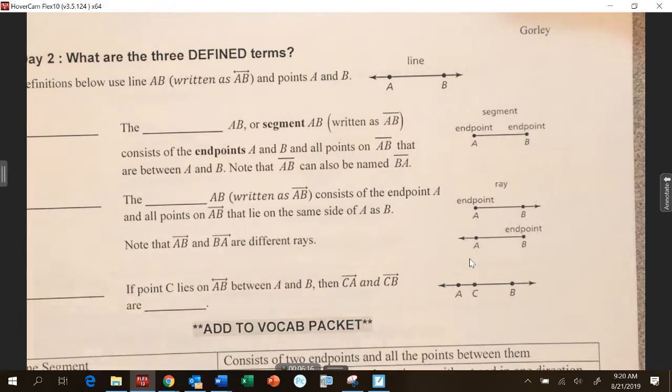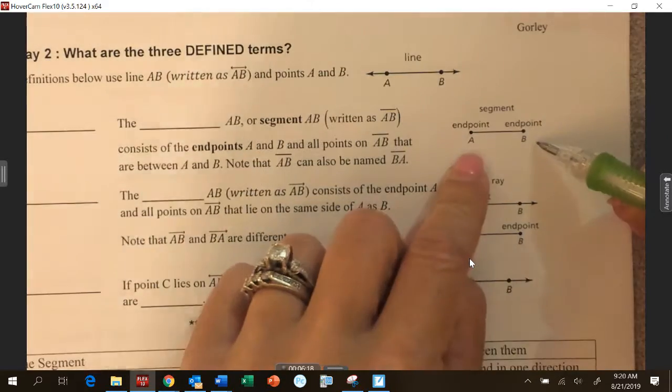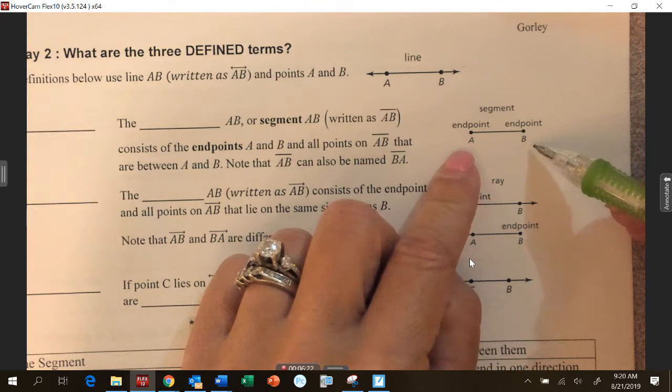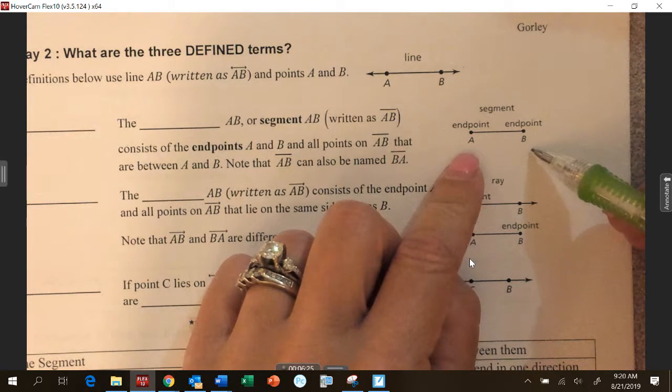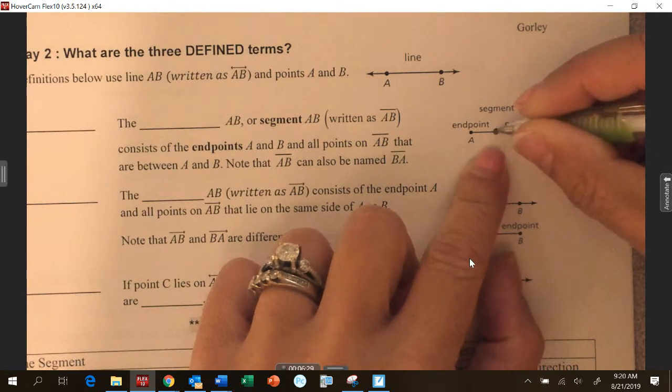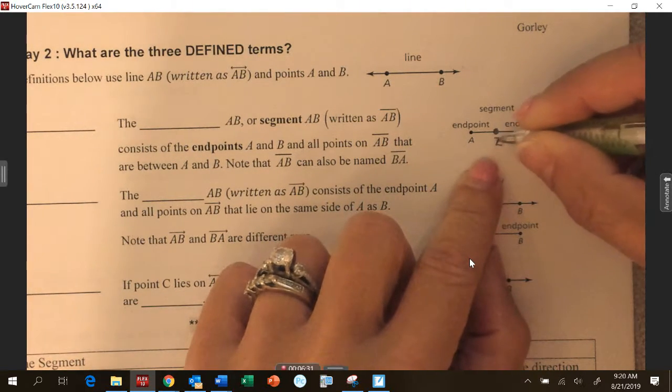Okay, to write a segment, here's an example of a segment right here. To write a segment, it has two endpoints. You have to use these endpoints to name the segment. And to make that more obvious, I'm going to even stick a little point somewhere on there. I'll call it point Z.